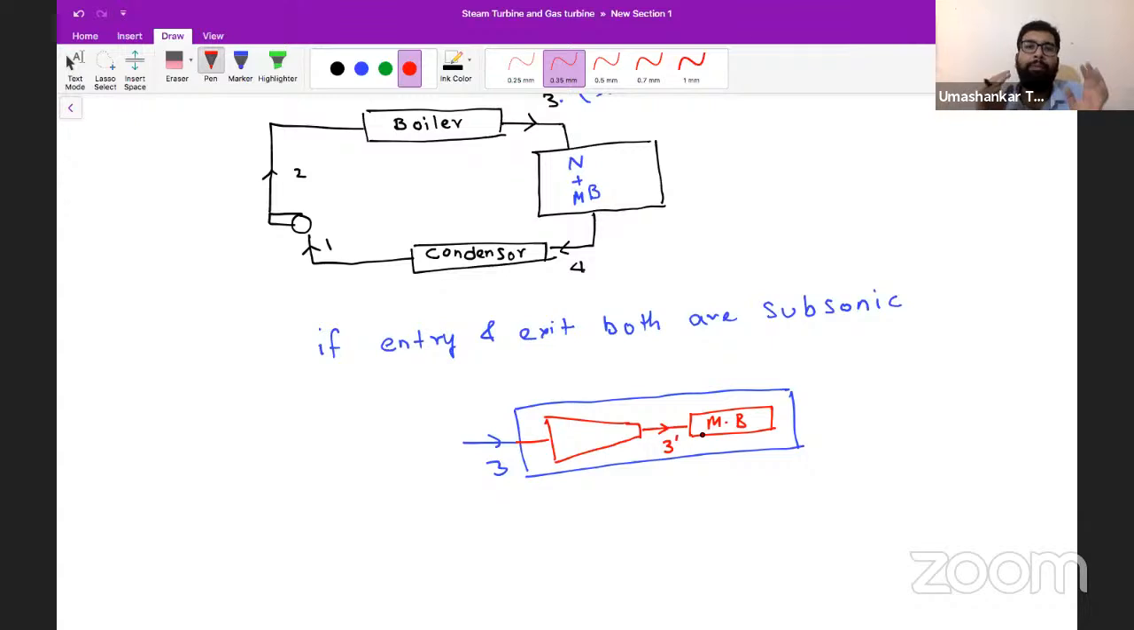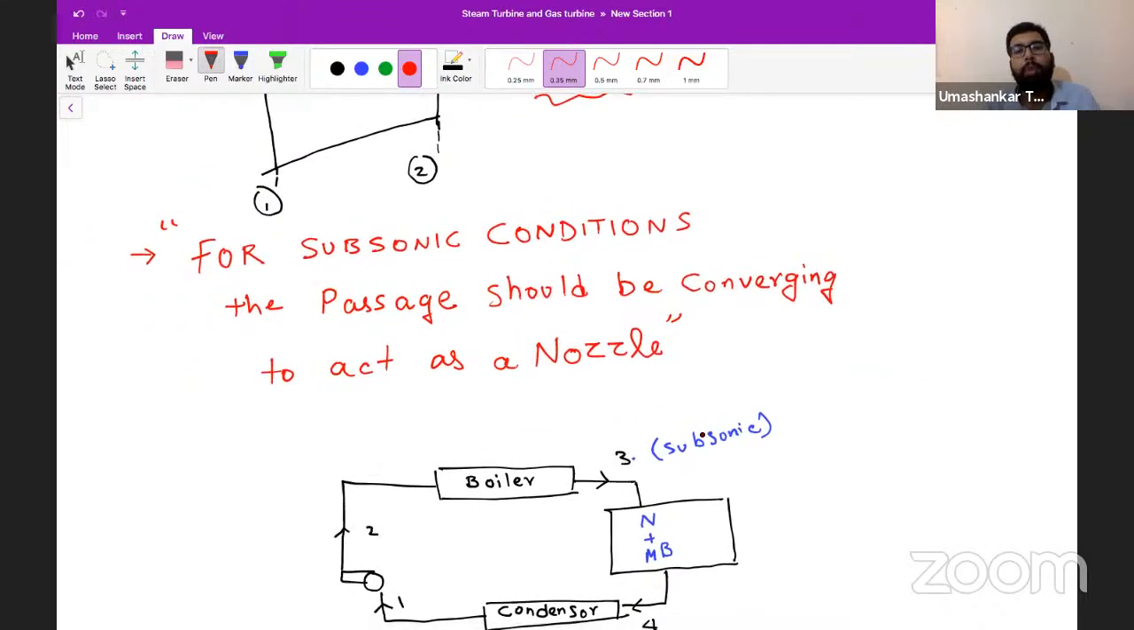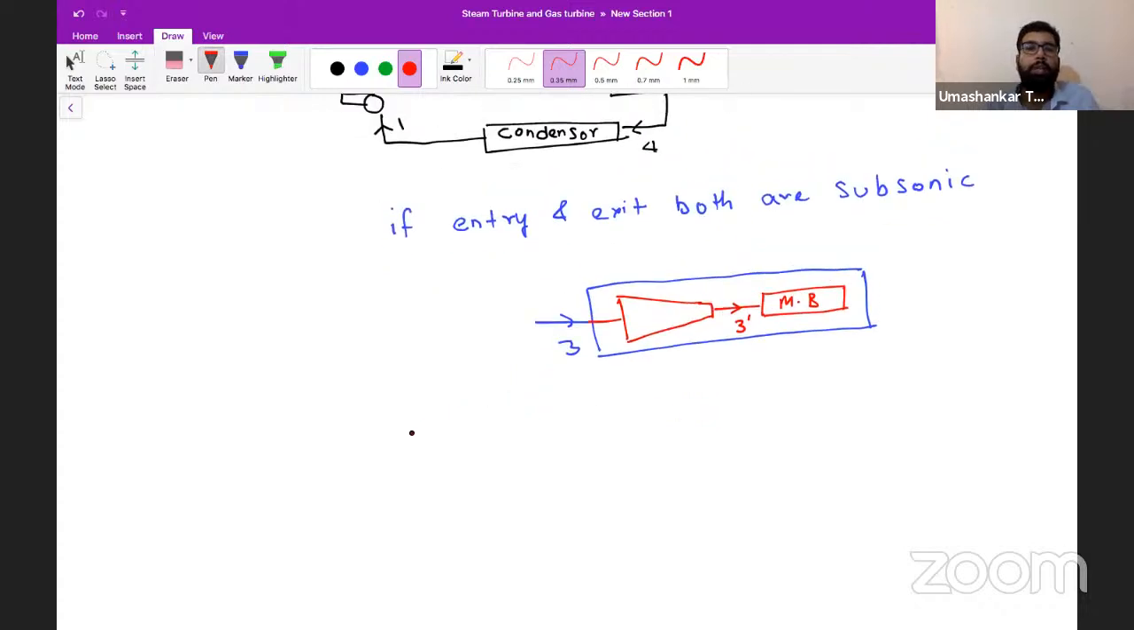So for subsonic entry and subsonic exit condition into the nozzle, we have successfully designed the nozzle, and we have concluded that in subsonic condition our nozzle should be converging. So is there any doubt till this point? Yes or no? So we can also say this observation is exactly the same as what we observed in the case of incompressible flow.